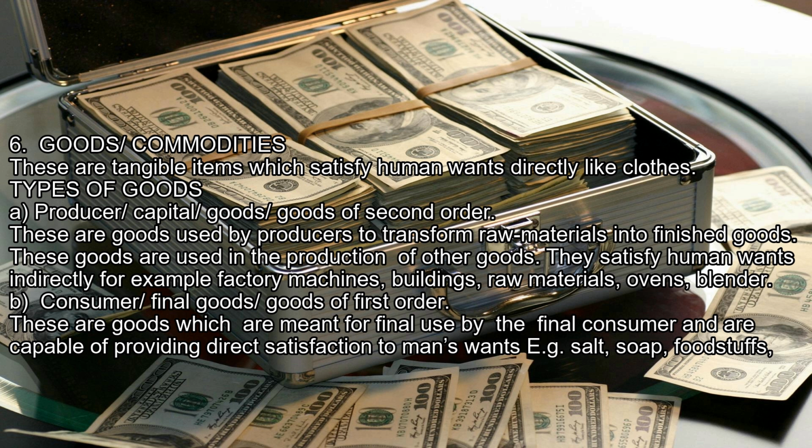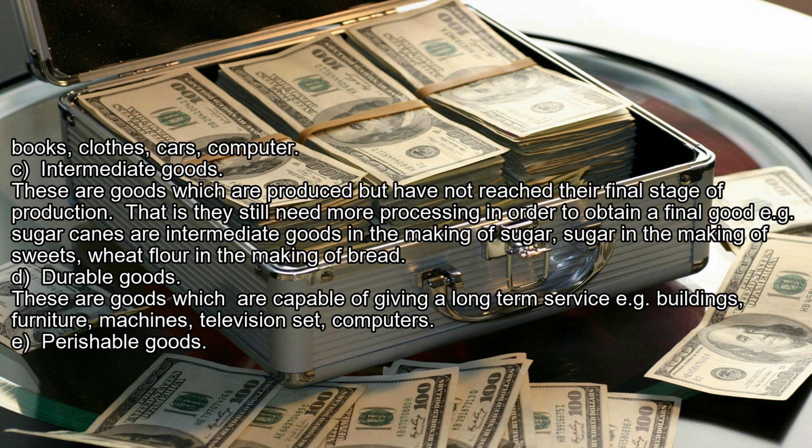B. Consumer/final goods/goods of first order. These are goods which are meant for final use by the final consumer and are capable of providing direct satisfaction to man's wants, e.g. salt, soap, foodstuffs, books, clothes, cars, computer.